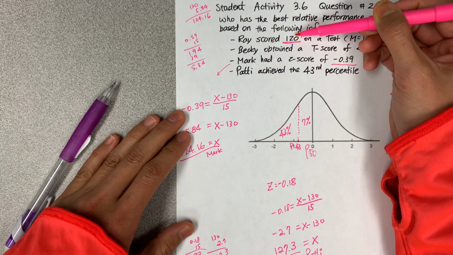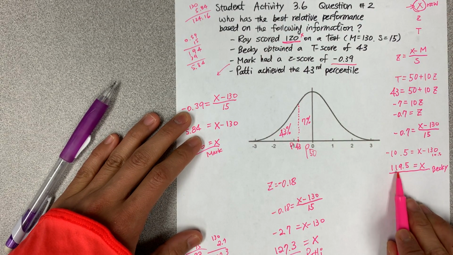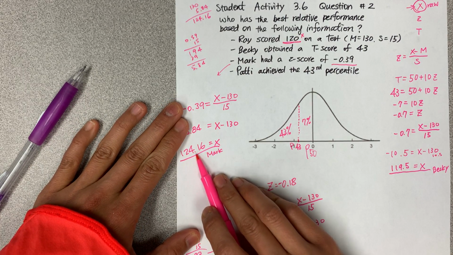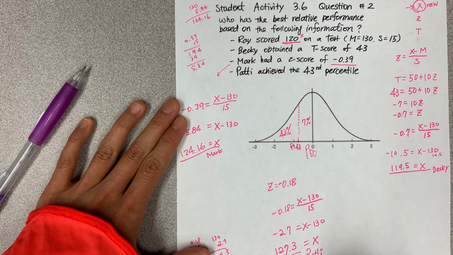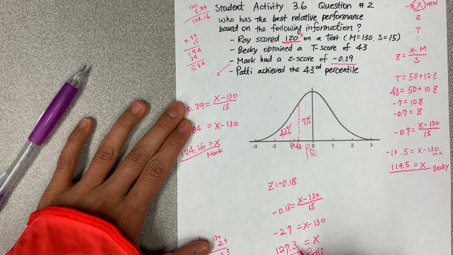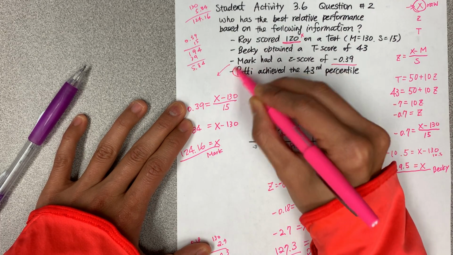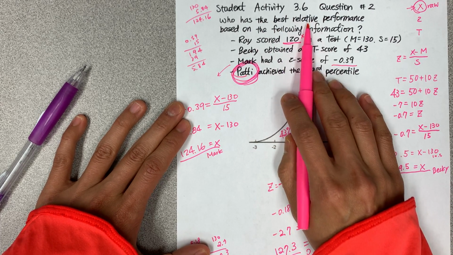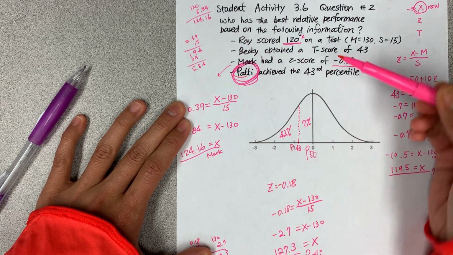Ray has 120, Becky has 119.5, Mark has 124.16, Patty has 127.3. So by comparison, Patty has the best relative performance based on the information given.